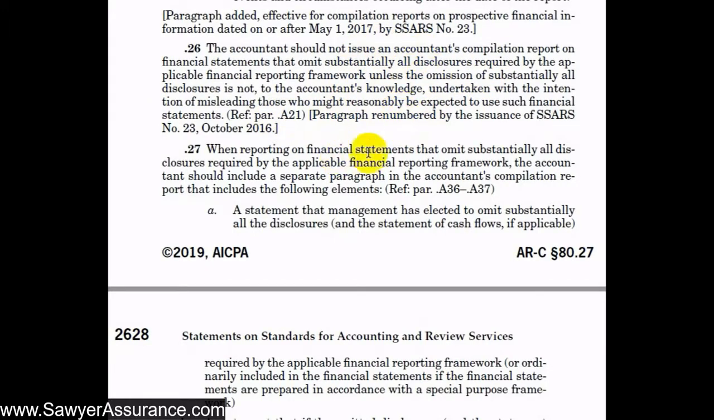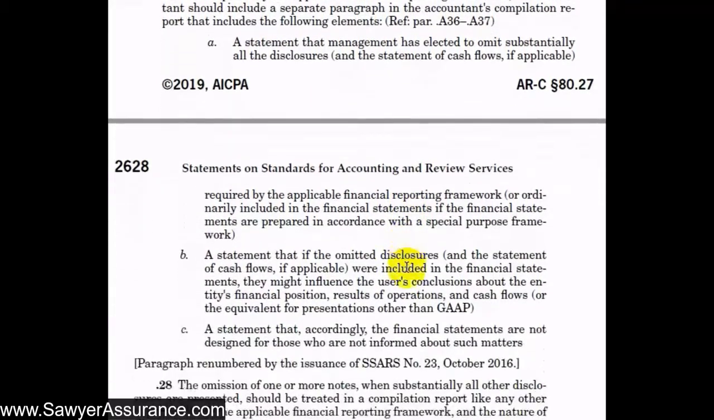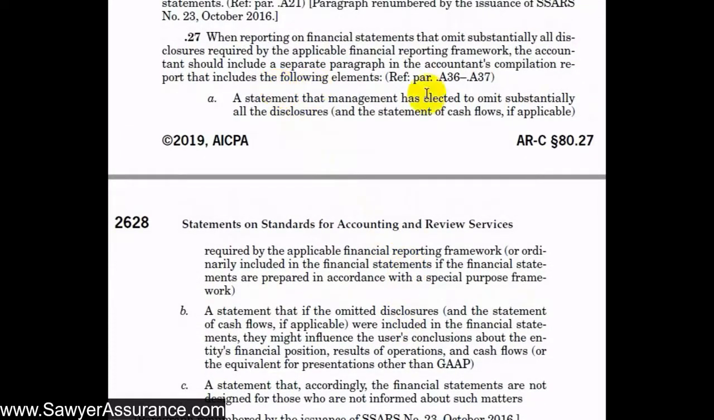We just have to disclose that all of the footnotes and disclosures have been omitted, which is essentially a departure from the financial reporting framework. So we should include in our compilation report a statement that management has elected to omit substantially all disclosures, and the statement of cash flows if they elected to omit the statement of cash flows. And those disclosures were required by the applicable financial reporting framework. Or if the statements were prepared in accordance with a special purpose framework, then we would say something to the effect that those disclosures are normally included with the financial statements.